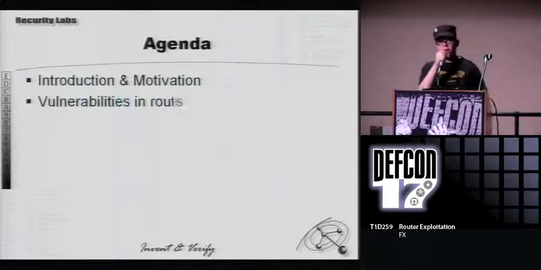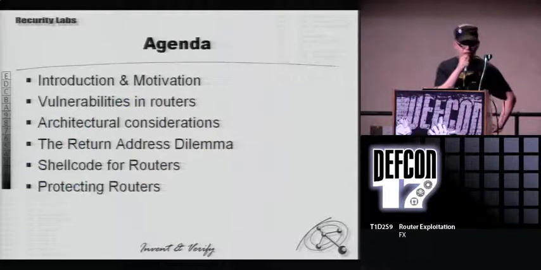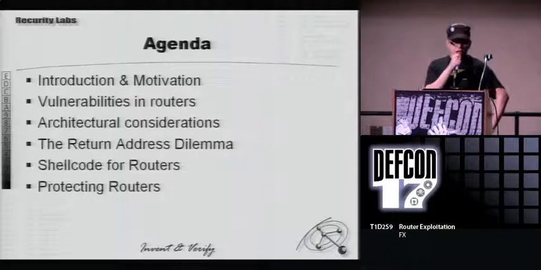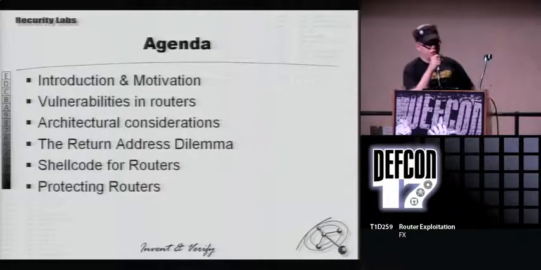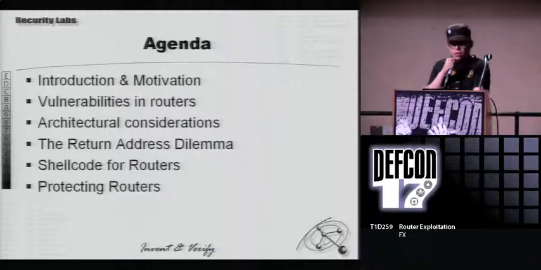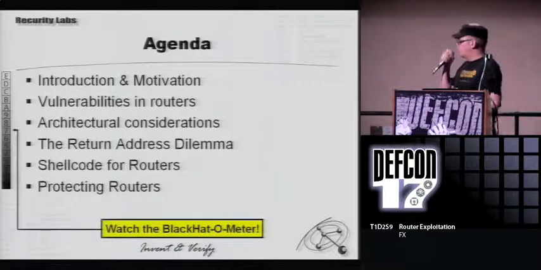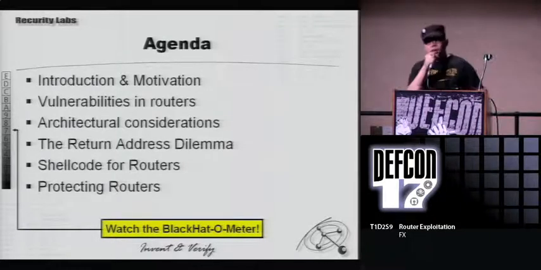So I will give a short introduction to that topic, talking about what vulnerabilities we actually have in routers, what architectures, what is different, what makes it harder. Then I'm talking like half of the talk about return addresses. So this is going to be really interesting. And then a little bit of shellcode, and if any one of you here actually has Cisco routers, I got you covered too.